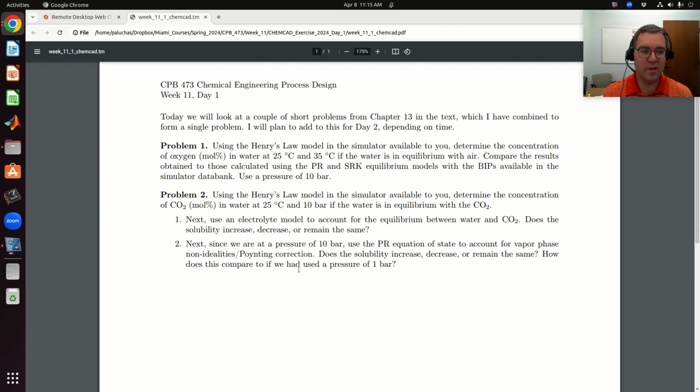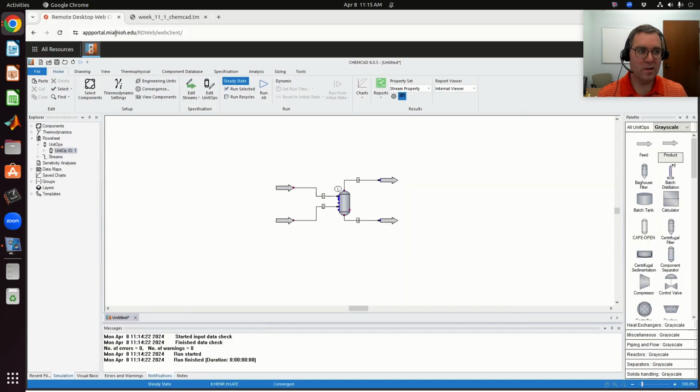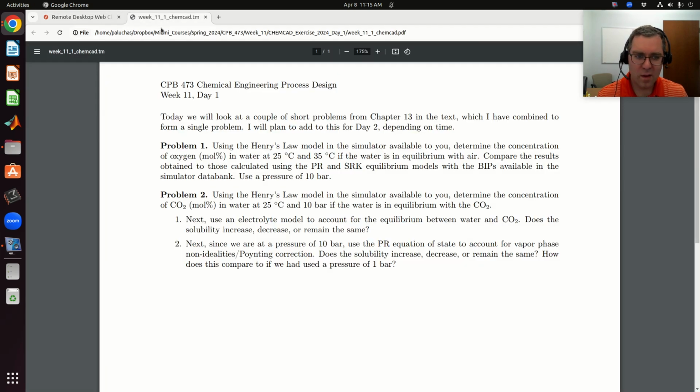Problem two, what we're trying to play with here is a little interesting, because when I have CO2 absorption into water, I actually have a protonation, deprotonation reaction with CO2. So this is more like a chem absorption problem, and so I should use an electrolyte model to model that equilibrium. So let's do this, and I'm just going to do this all at once. And so I'm going to select my components because here we're just looking at CO2.